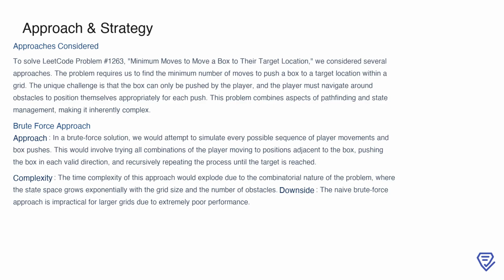One straightforward way to attempt this problem is through a brute force approach. In this method, we simulate every possible sequence of player movements and box pushes. The player moves to a position adjacent to the box, pushes the box in every valid direction, and repeats the process until the target is reached. However, the major downside of this approach is its inefficiency. The state space grows exponentially with the size of the grid and the number of obstacles, leading to extremely poor performance and making it infeasible for larger grids. This motivates us to explore more optimized strategies.